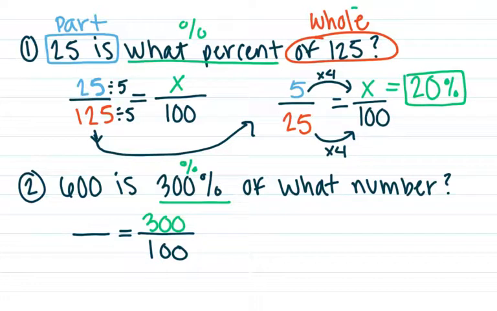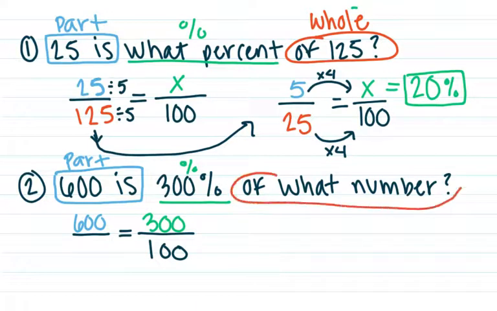Now, 600 is 300% of what number? 600, that is going to be the part. So it's telling me, hey, I have a piece, but I don't know how much that 600 is of the total amount. I'm missing my whole. Again, when I am missing a number, I'm going to use a variable to hold that spot while I figure out what that number is. We're going to solve this proportion.